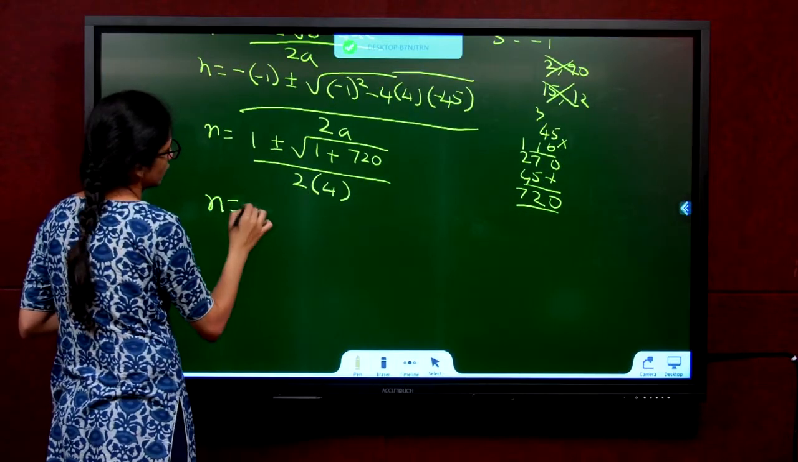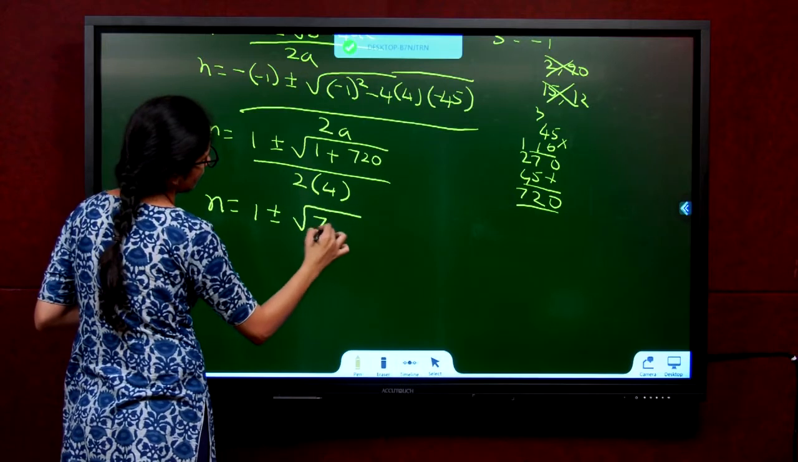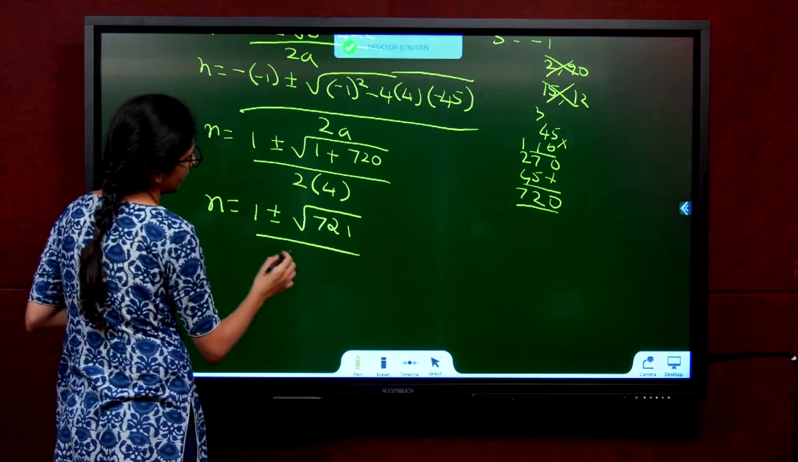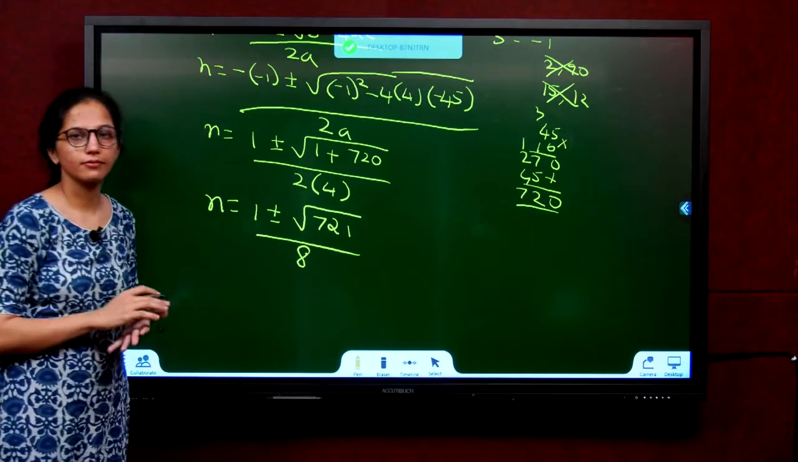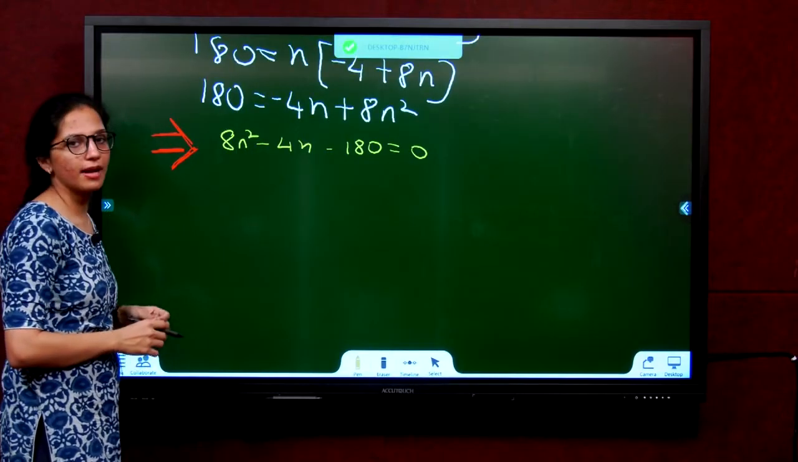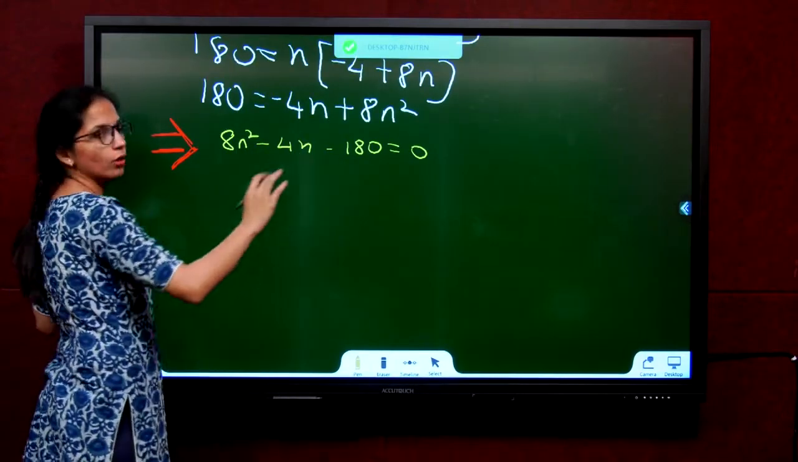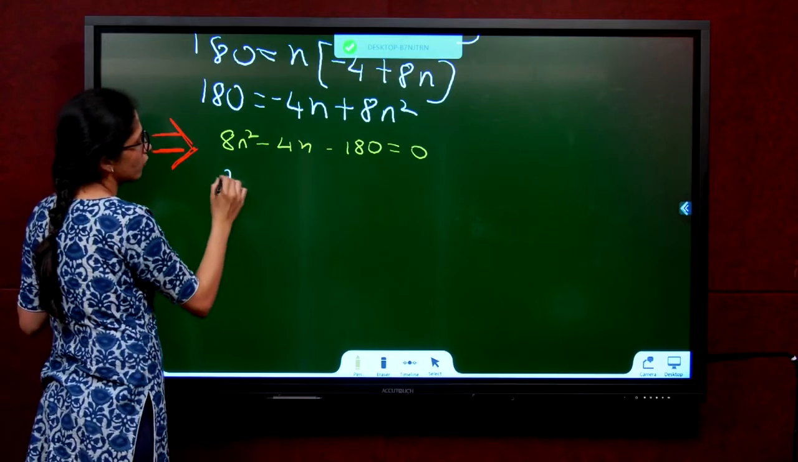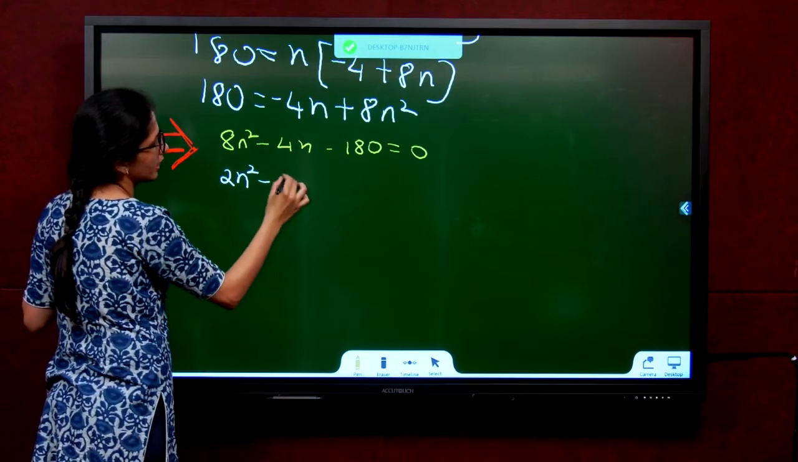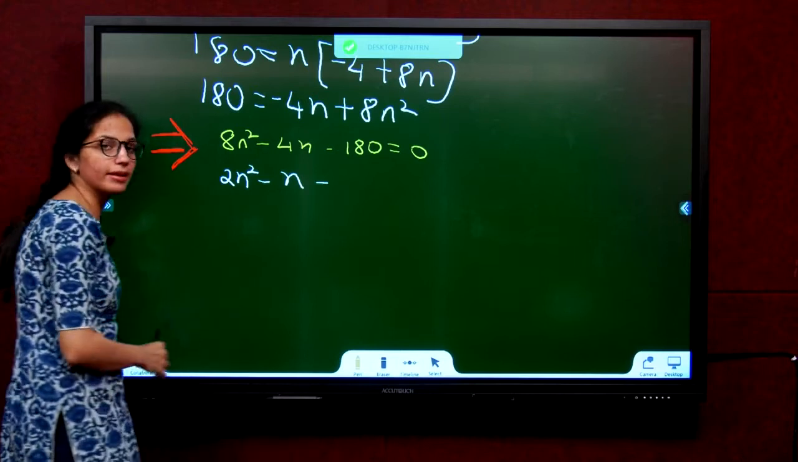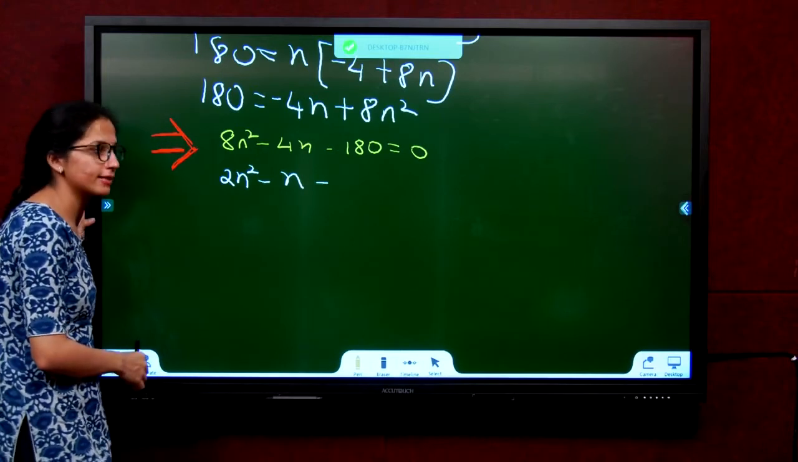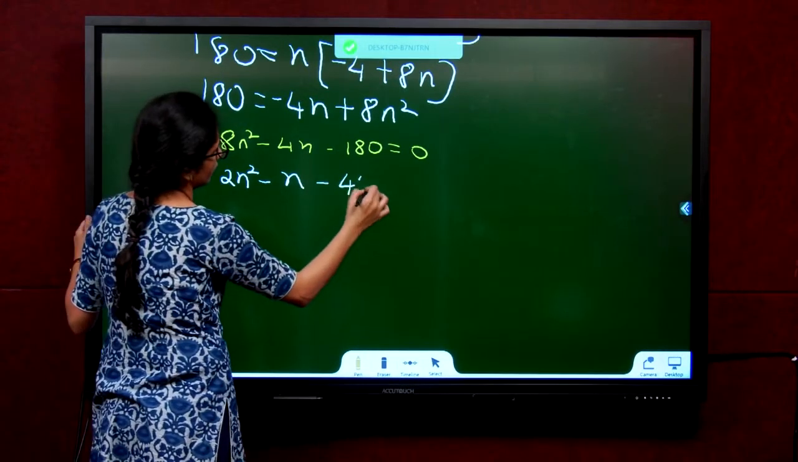So n is equal to 1 plus or minus root 721 divided by 8. As we can see, all of them have a 4 in them. So divide the whole equation by 4. 8 by 4 is 2: 2n square minus n minus 180 by 4. Please divide and see, you will get 45.